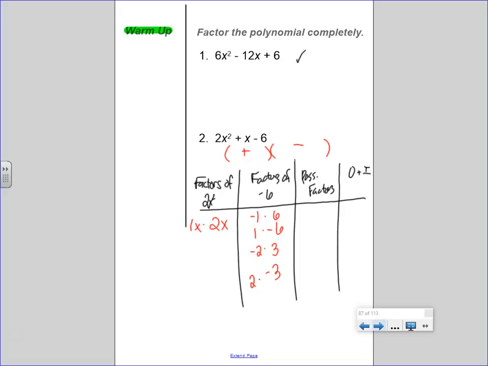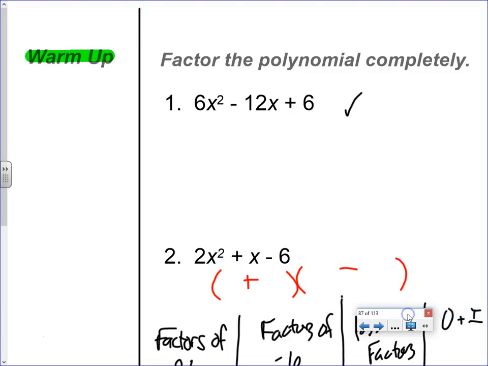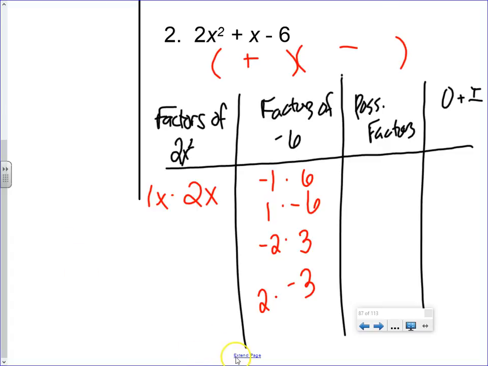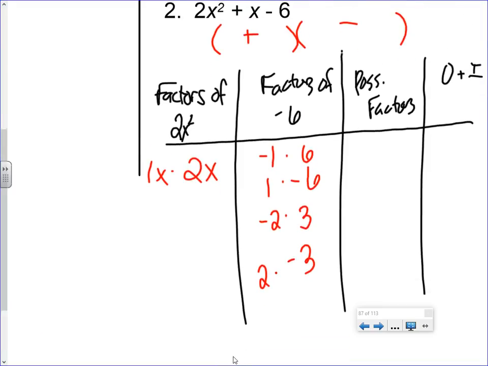Now, possible factors. Let me zoom in so we can see this a little bit better. We're looking for the right one. Okay, you ready? Just go in the order that you wrote it. That way you can make sure you have it down. I know it's one. Hang in there.